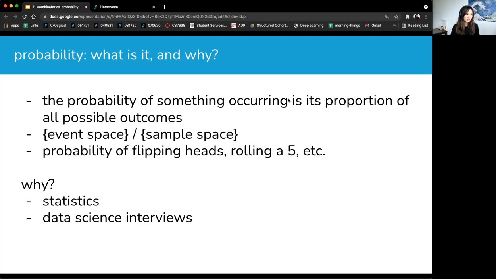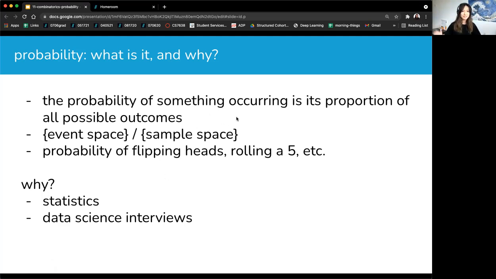One of the formal definitions for probability is that the probability of something occurring is its proportion of all possible outcomes. So let's say we have a 6-sided dice. Roll the dice. What's the probability of it coming up as a 1? 1 out of 6. If you want to go to even more mathematical formal definitions, the probability of something occurring is the event space divided by its sample space.